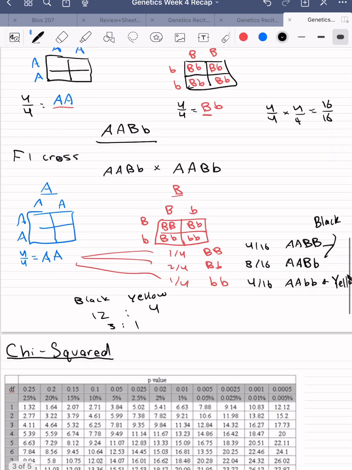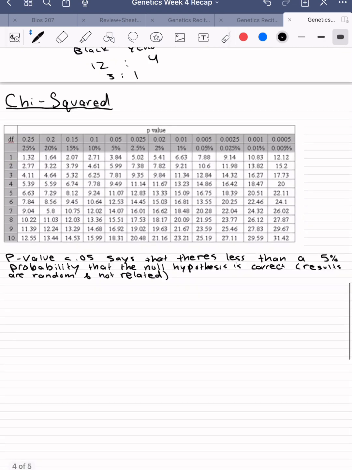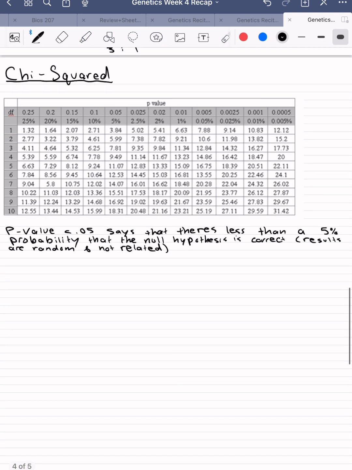All right, on to the next topic, which is going to be chi-square. So chi-square is essentially a statistical test used to calculate differences between variables to see if they're independent of one another.